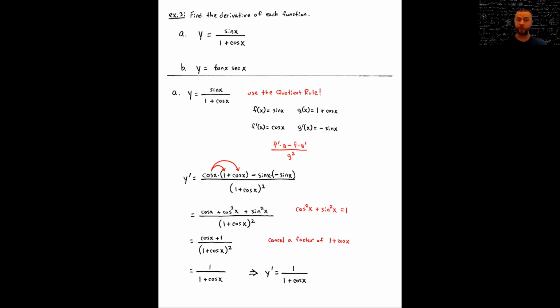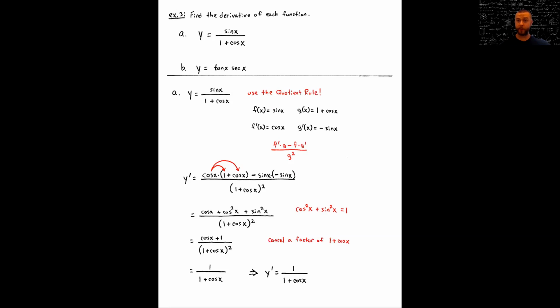All right, just be careful with the simplification. I see even the best Calc 1 students incorrectly cancel 1 plus cosine of x out, in the middle of the page there. So just be careful. Only cancel factors or common factors.